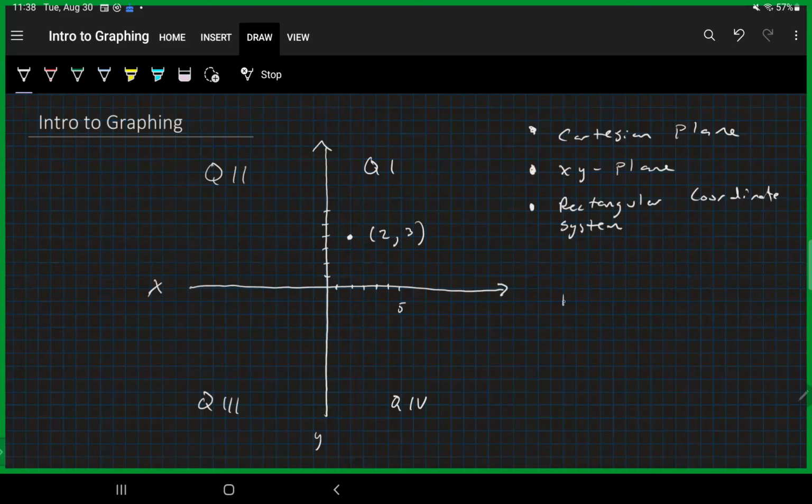So points: x comes first, y comes second. We have parentheses and a comma. And so if I plot the point 2, 3, where x is 2 and y is 3, that point exists right there. And I can label it by putting the point next to the parentheses and numbers, the ordered pair. Okay, that's another term for this. This is an ordered pair.